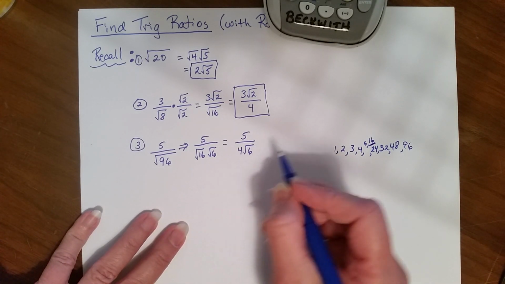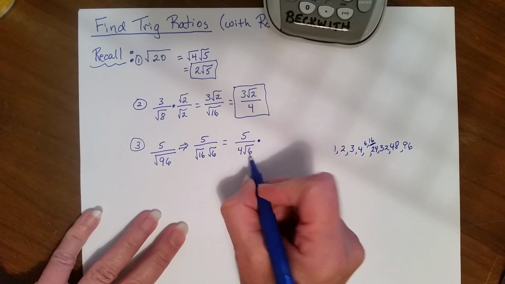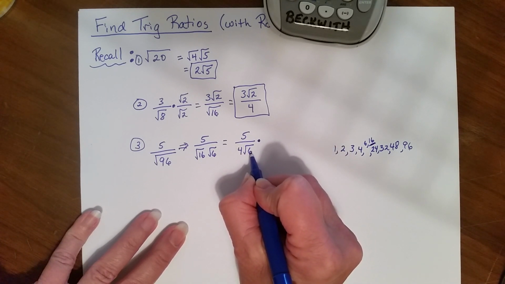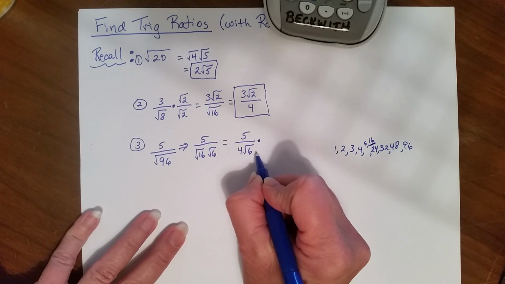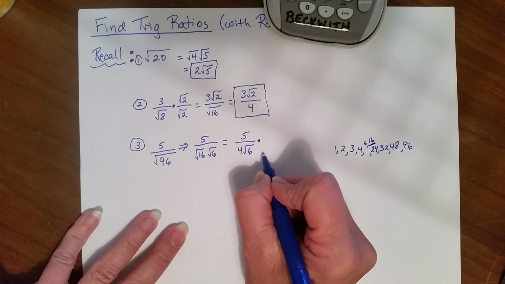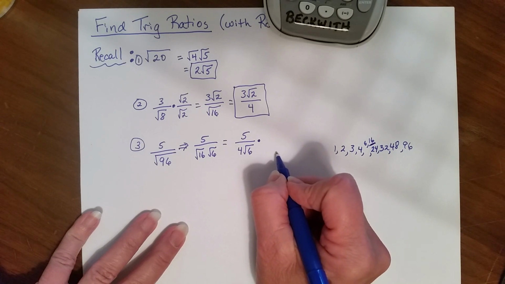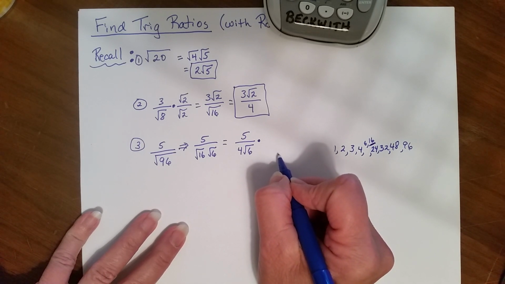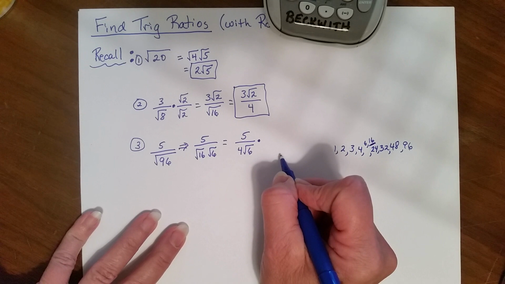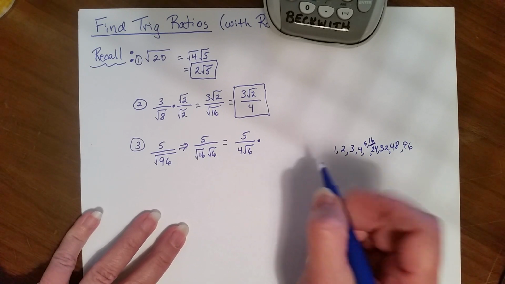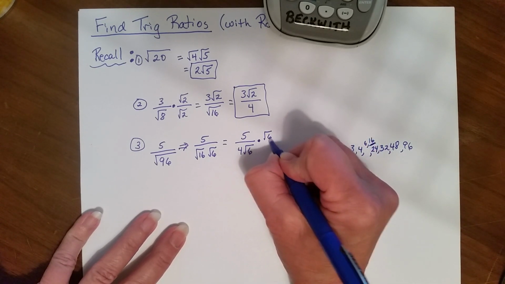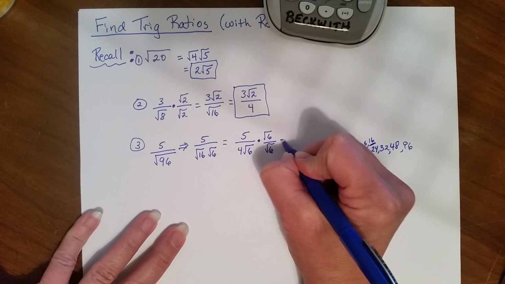Now to rationalize my denominator, I'm going to multiply by something so that 6 times that number is a perfect square. 6 times 1 is 6, not a perfect square. 6 times 2 is 12, no. 6 times 3 is 18, no. 6 times 4, 24, no. 6 times 5 is 30, no. 6 times 6 is 36. That's what we're going to do. Multiply top and bottom by root 6.